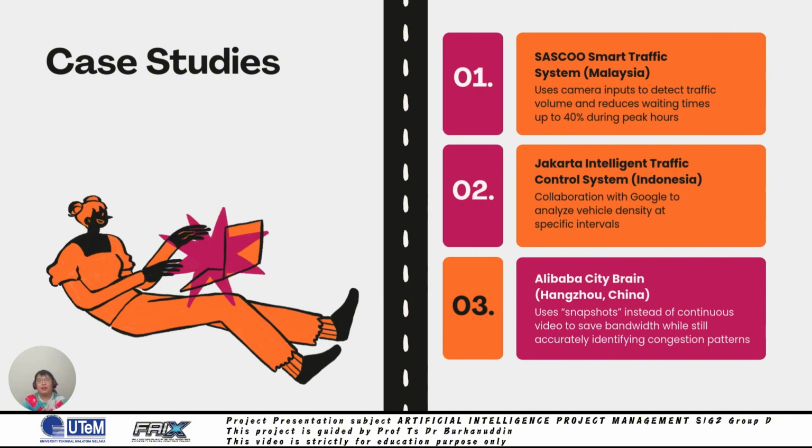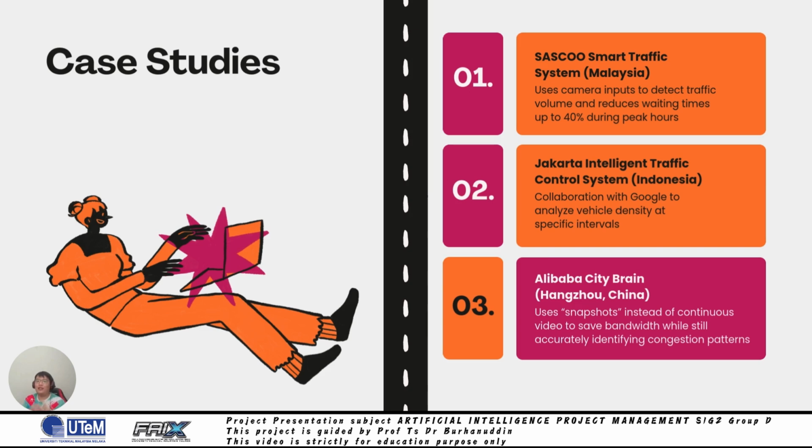Next is a case study. After we did some research, there are 3 projects that we can use as a reference. First is a Smart Traffic System in Malaysia. It uses camera inputs to detect traffic volume and reduce waiting times by up to 40% during peak hour.